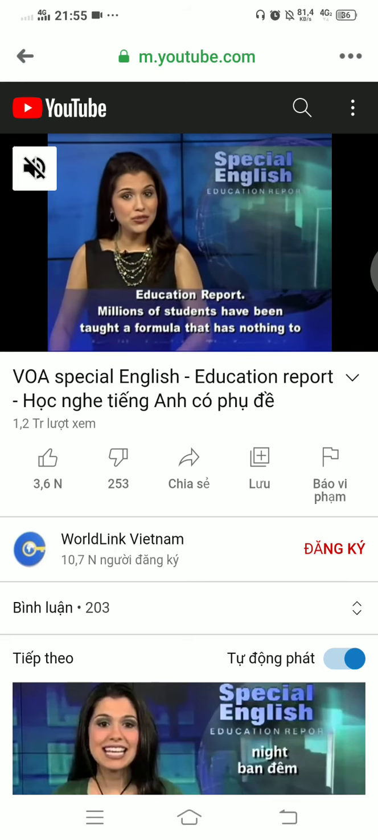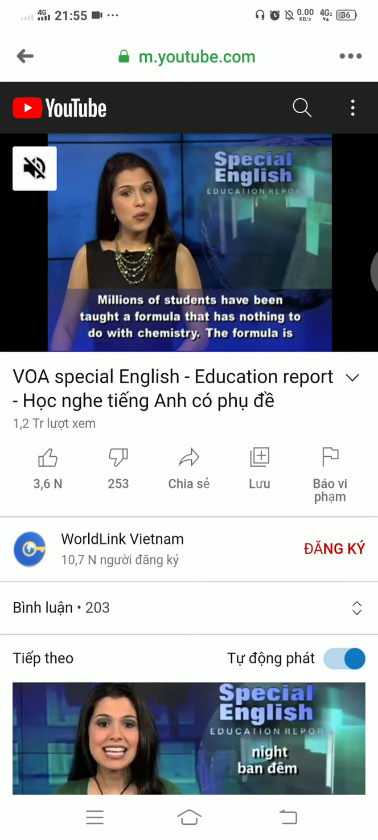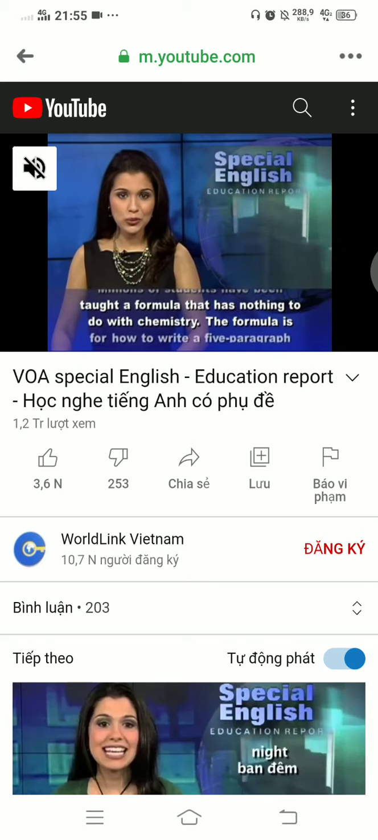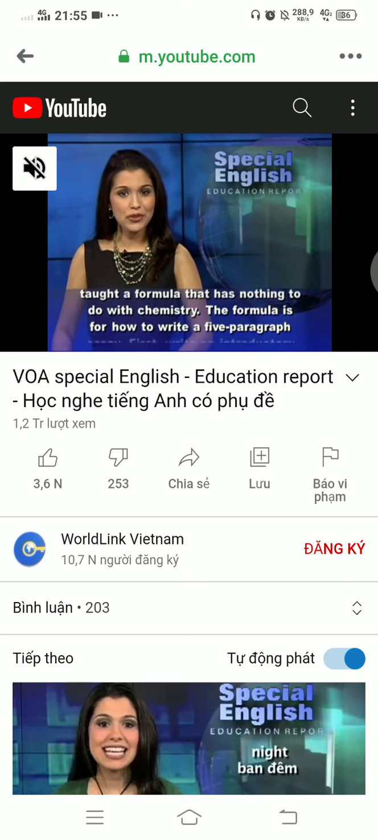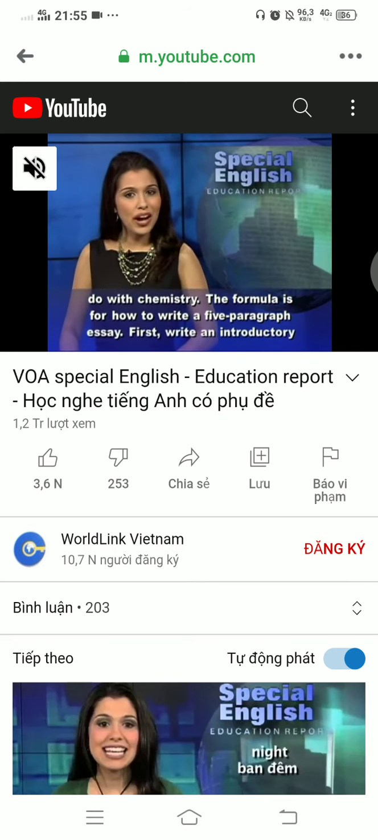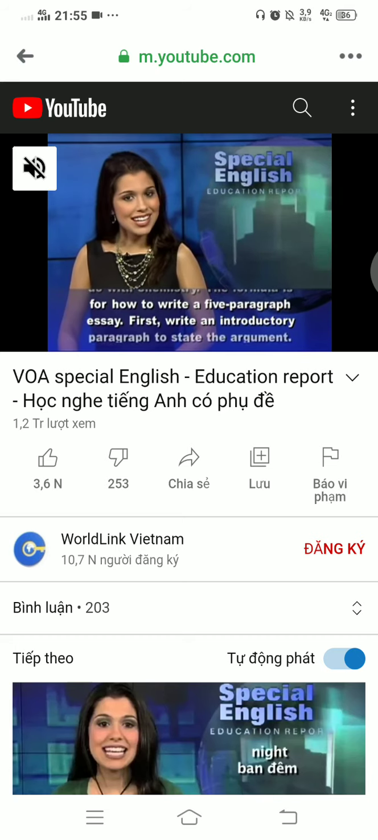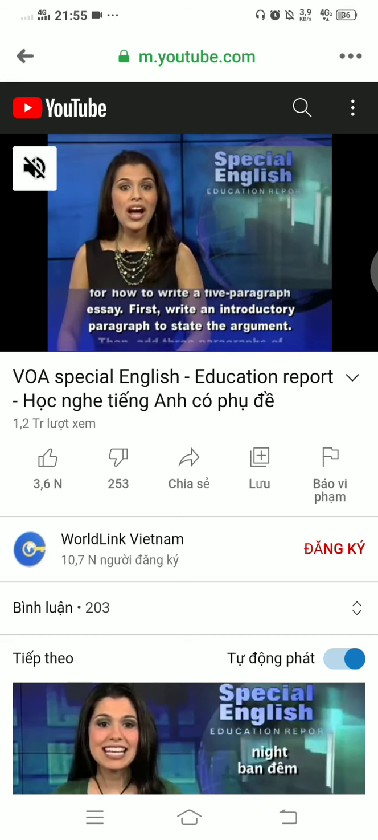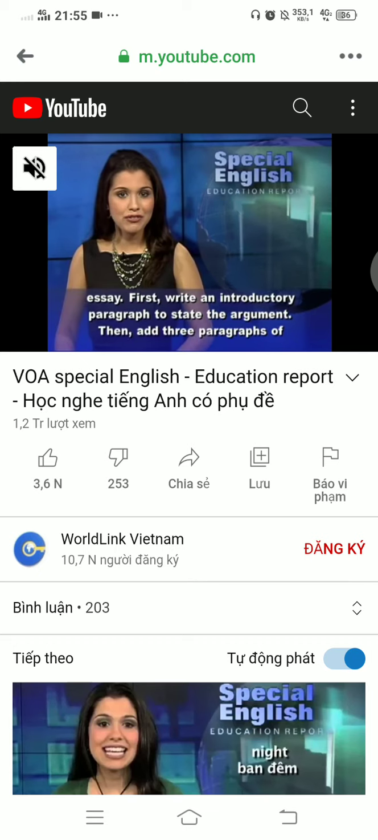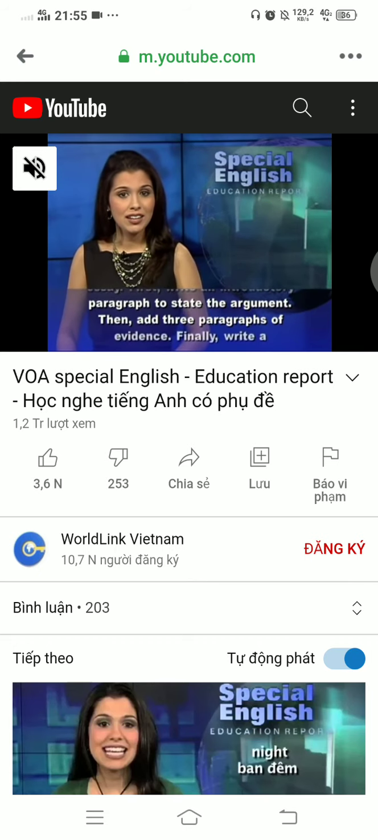Millions of students have been taught a formula that has nothing to do with chemistry. The formula is for how to write a 5 paragraph essay. First, write an introductory paragraph to state the argument. Then add 3 paragraphs of evidence.